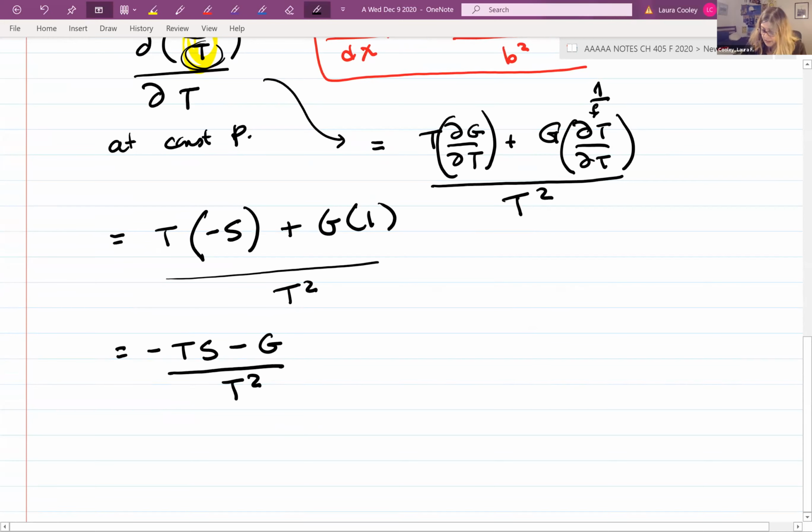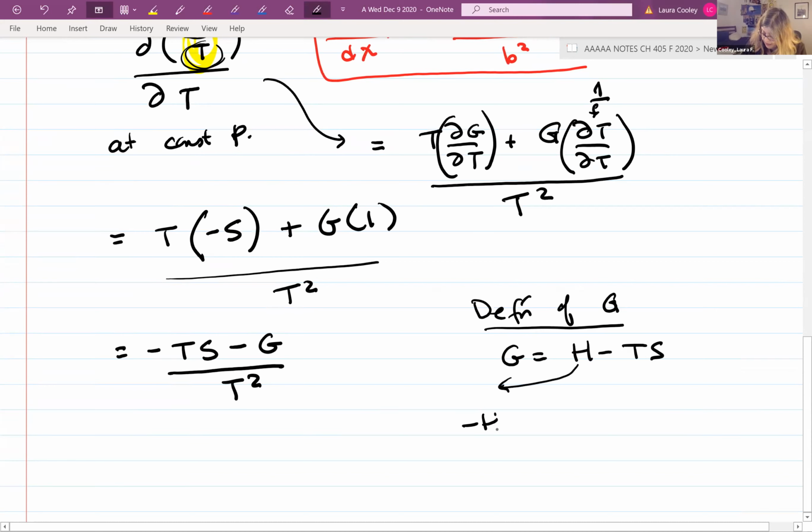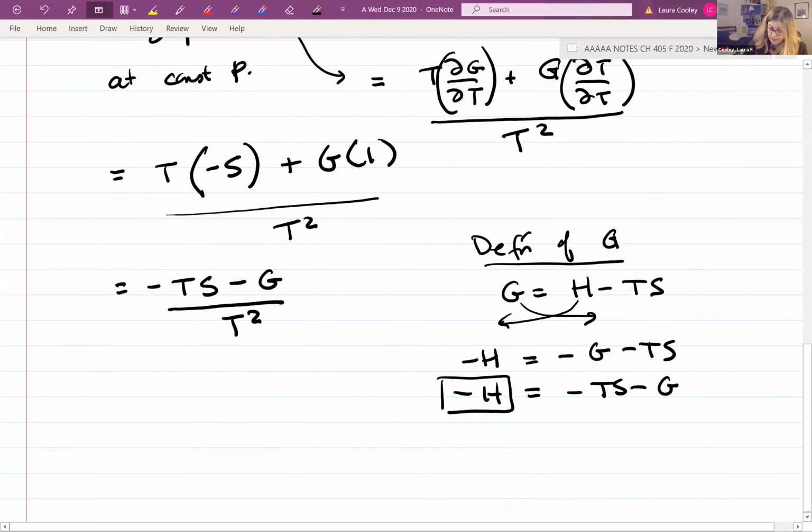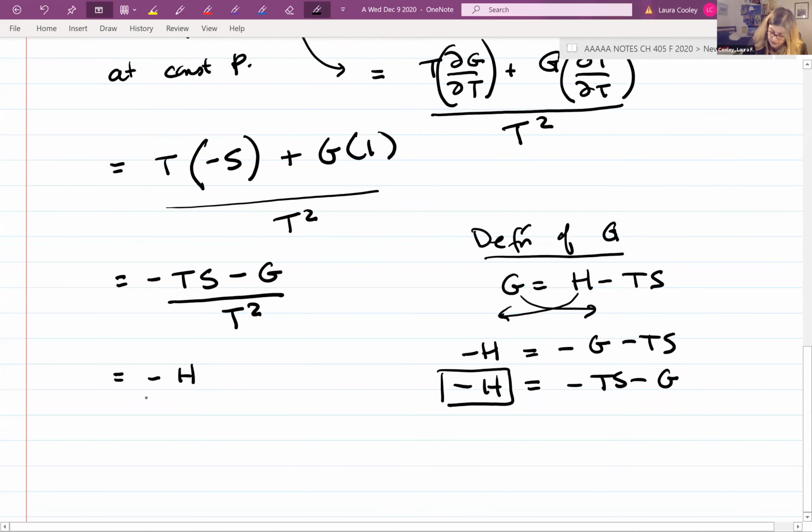And now when you think about the definition of the Gibbs free energy, it's H minus TS. So if I just move the H to this side and the G to this side, there I have it, right? That minus TS minus G is just the negative of the enthalpy. So this is minus H over T squared. And now you could see where the H suddenly showed up. It came in. And so that's the derivative of G over T with respect to T.